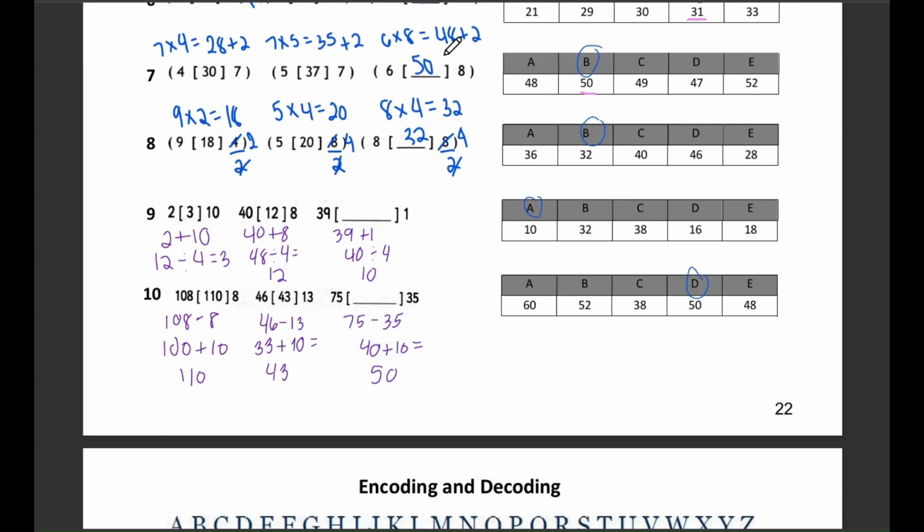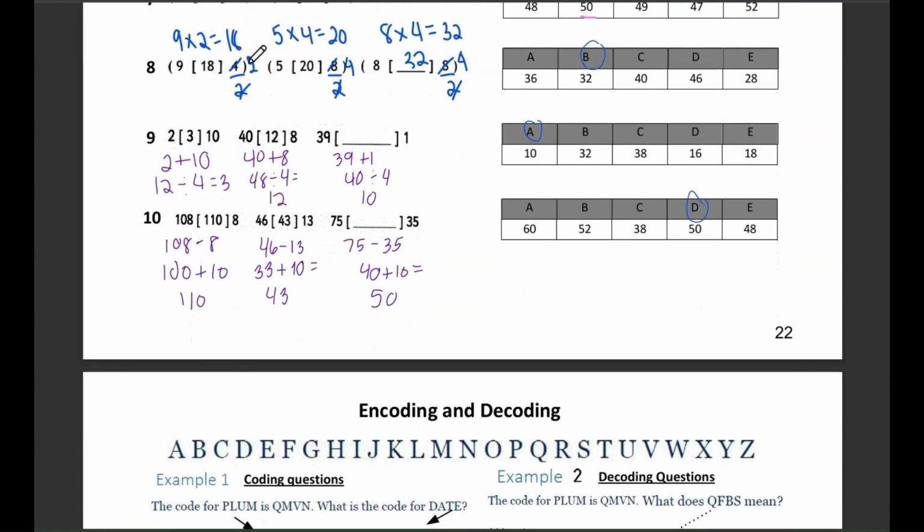Last one, question 8. 9, 18, 4, then 5, 28, and lastly 8, blank, 8. The answers are A, 36, B, 32, C, 40, D, 46, and E, 28. The correct answer is B, 32.